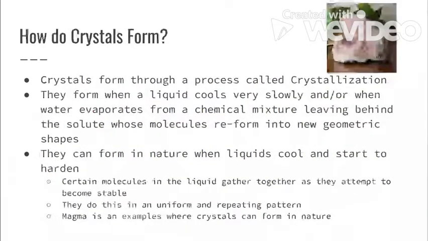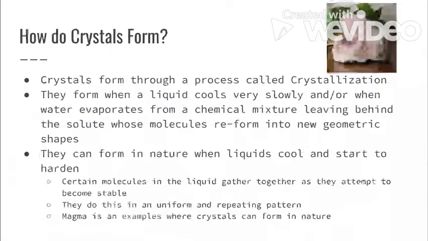Now, taking those definitions into consideration, how do crystals form? Well, crystals are formed through a process called crystallization, and they form when a liquid cools very slowly and/or when water evaporates from a chemical mixture, leaving behind the solute whose molecules reform into new geometric shapes. So for our experiment, we are going to be doing the water evaporation type of crystallization. We are going to end up heating up the liquid, and then the water evaporating is how we're going to make the crystals.